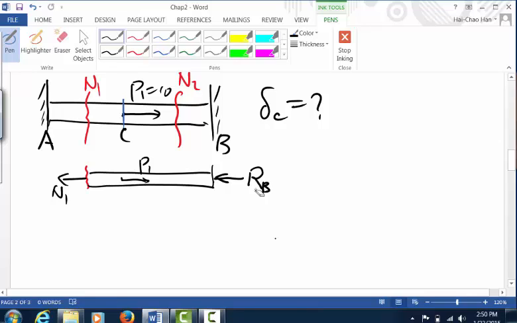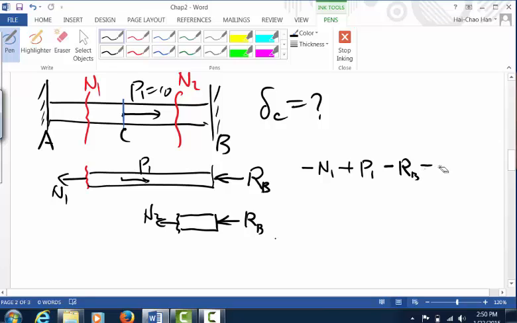Now, if I want to find the N2, I can draw here, right? So N2 will be this way. So this will be N2, and now this will be RB here, actually, right? Okay, now write out the equation of equilibrium. So this one, you have negative N1 plus P1, then minus RB equals 0. This one gave me N2 negative RB equals 0.